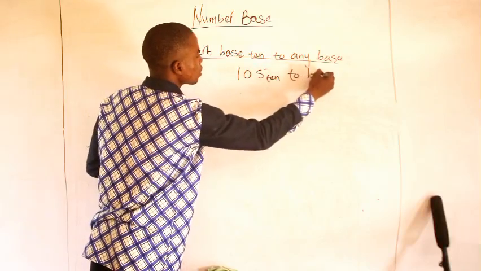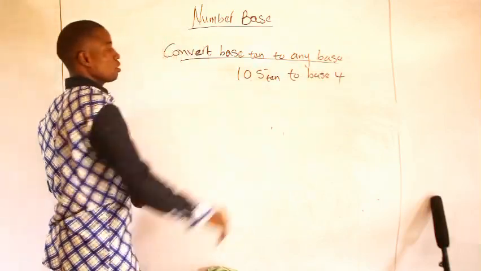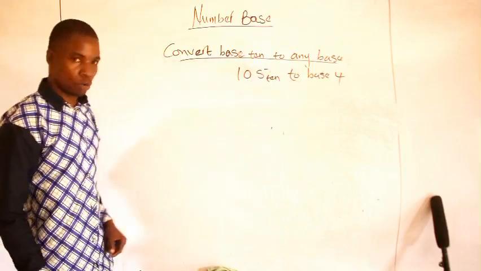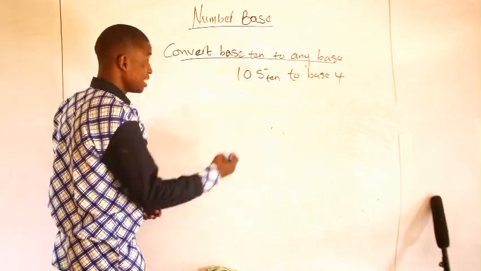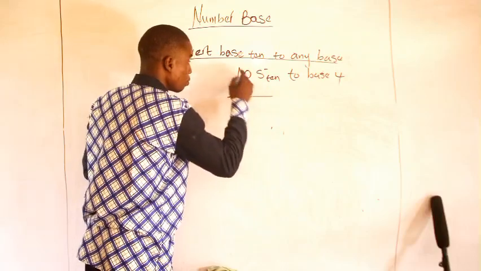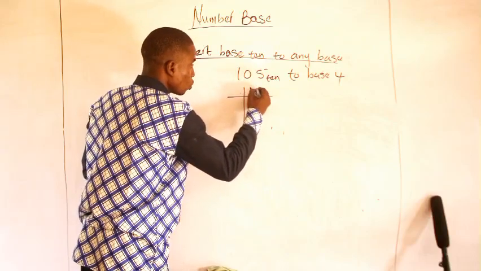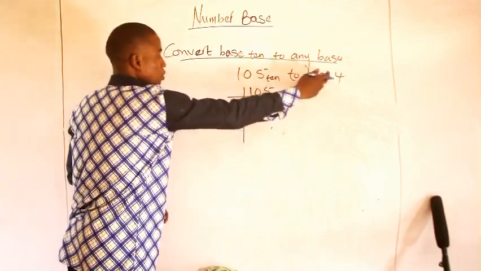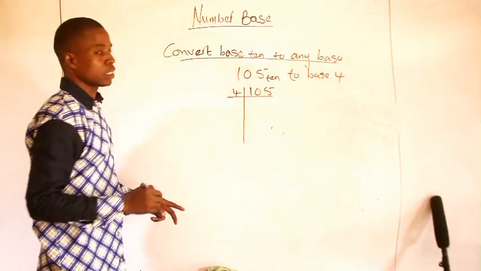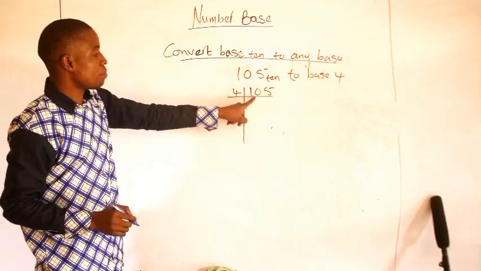To base 4. We are converting 105 to base 4. How can we do that? The same method is very simple. Just do like this. Put 105 here, 4 here. Now, 105 divided by 4.